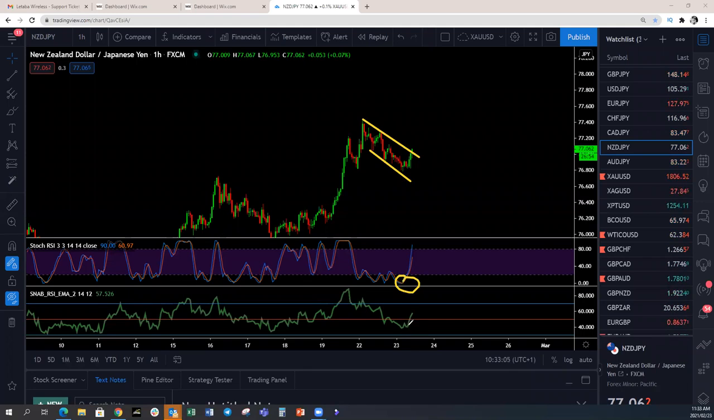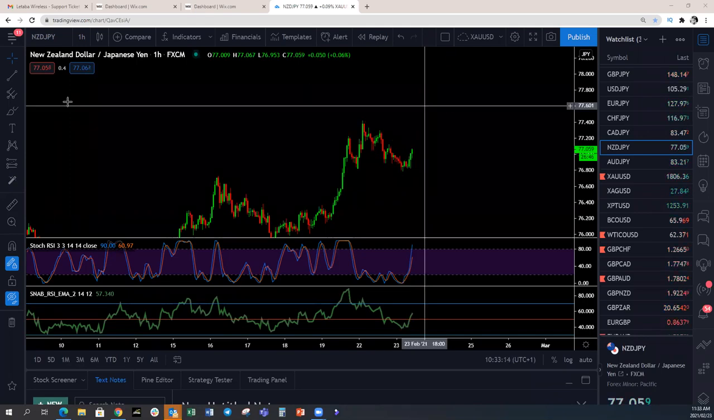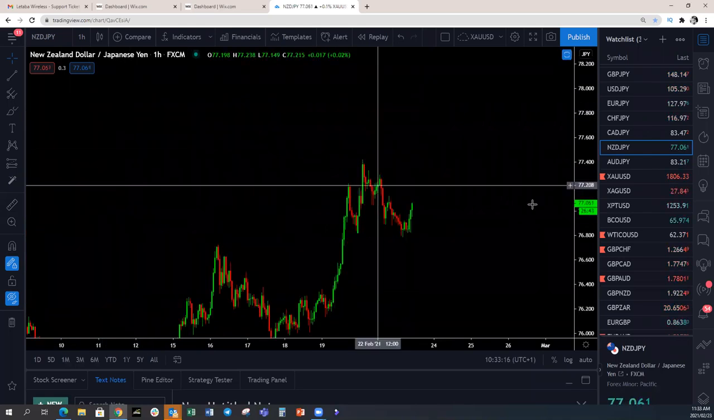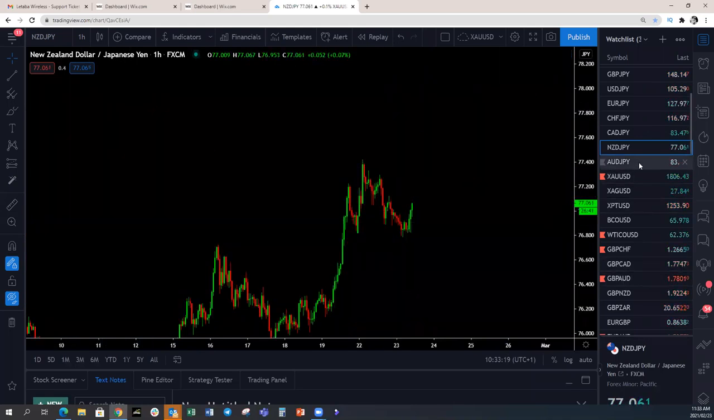We're at the bottom on the 1 hour. We've just popped up above 50. This current candle closing above the flag is continuation to the upside. Look to take that trade to the upside. That is New Zealand yen.